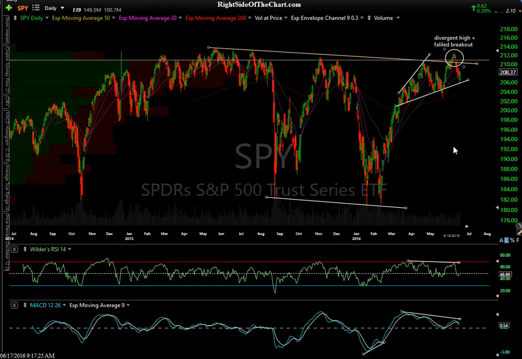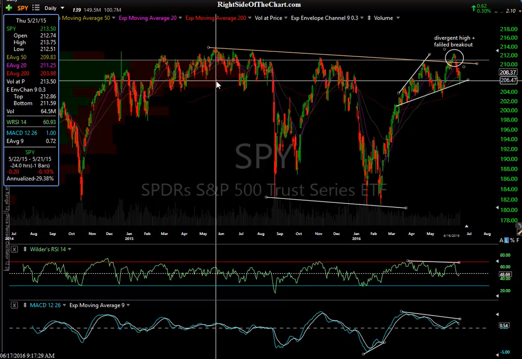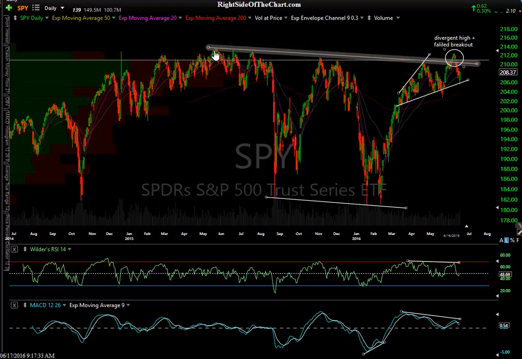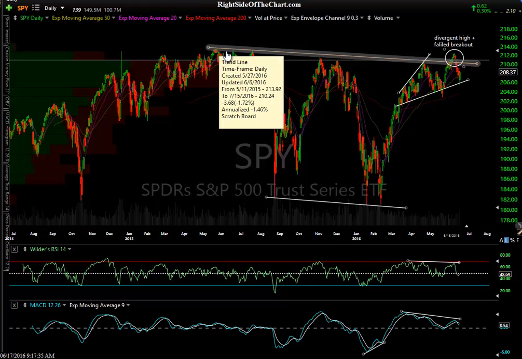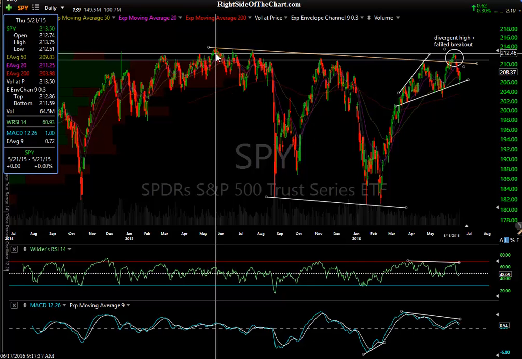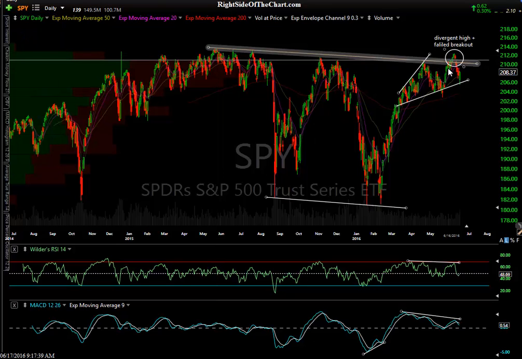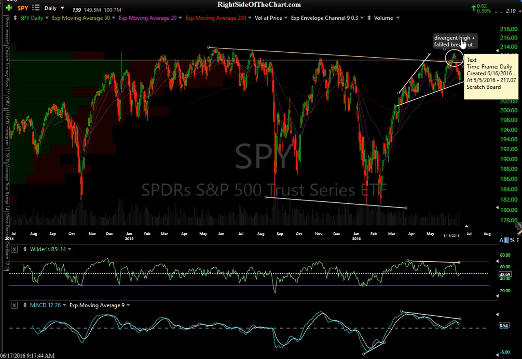But the bigger picture right now, what's going on, is we had this downtrend line off the May highs last year, May of 2015. So we're now over a year into, call it what you want, but the market's still below its highs that it put in over a year ago. And then I pointed out we had this recent divergent high and failed breakout.